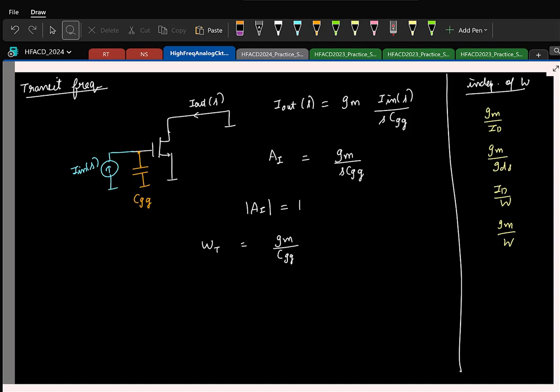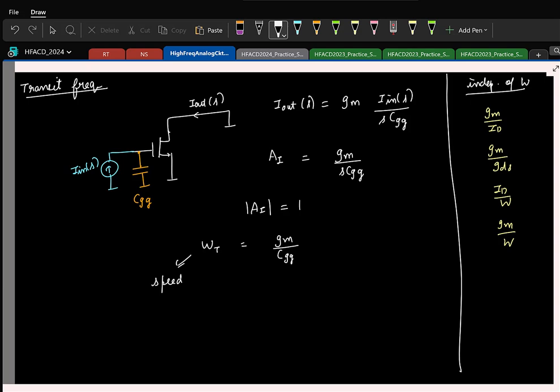But note that if the FT of the transistor is say some 100 gigahertz, it doesn't mean you can operate the device till 100 gigahertz. But if I have two transistors, one with a higher FT, I can guarantee that the one with a higher FT can work at higher frequencies. So it's kind of a proxy for finding the speed of the transistor, right?